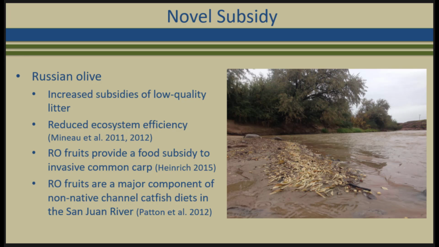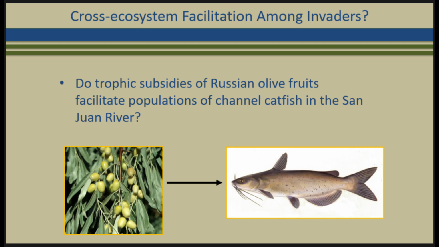I actually worked on a project when I was an undergraduate, way back in 2008. I actually met Daryl doing that project. I looked at channel catfish diets in the San Juan, and one of the major takeaways from that study was that catfish were consuming a large amount of these fruits every year. We only sampled in the fall. It was a very limited study, so there wasn't much we could take out of that. But I thought about it for about 10 more years, decided to go get my PhD, and this ended up being what I settled on as a research project.